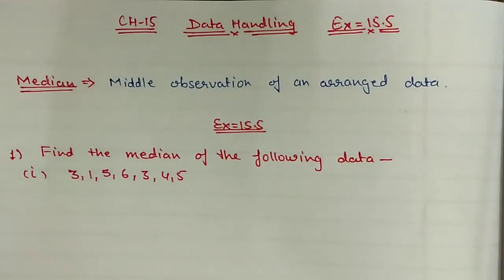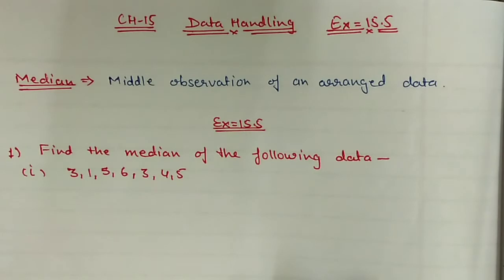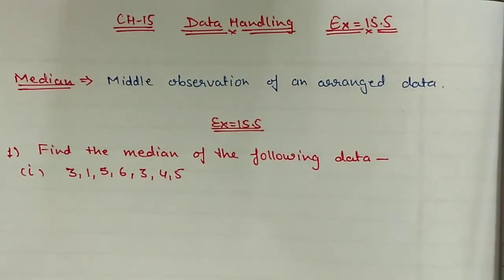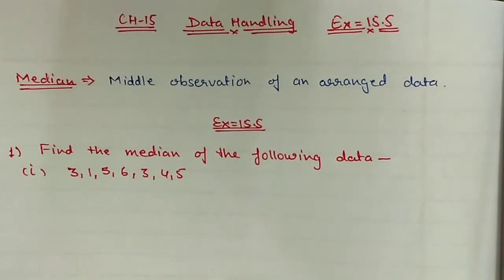Hello students, we are doing chapter number 15, data handling, exercise 15.5. In this exercise you will learn how to find out median. Median means the middle observation of an arranged data. So whatever the data is given, first you have to arrange the data. You can arrange in ascending order or descending order, and after that we will check which number is coming in the middle. So that will be the answer.